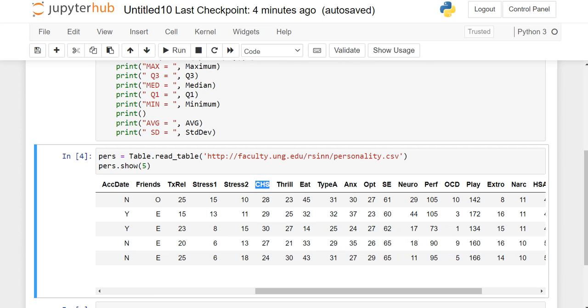CHS is coping humor. Thrill is thrill-seeking. Eating attitudes, type A personality, anxiety, optimism, self-esteem, neuroticism, perfectionism, OCD. These are just OCD indicators. And by the way, anxiety, this is not a true clinical tool.